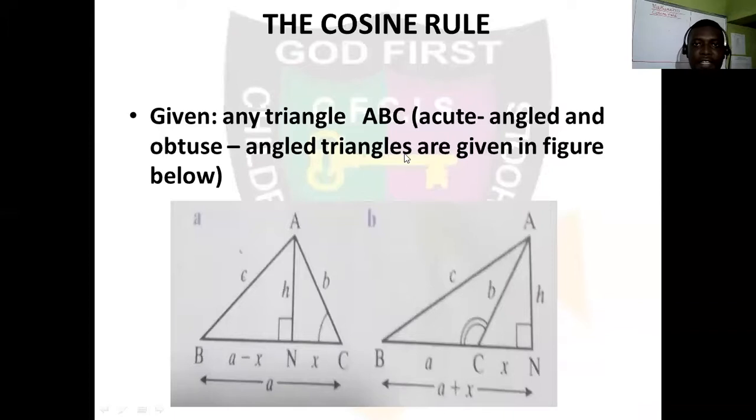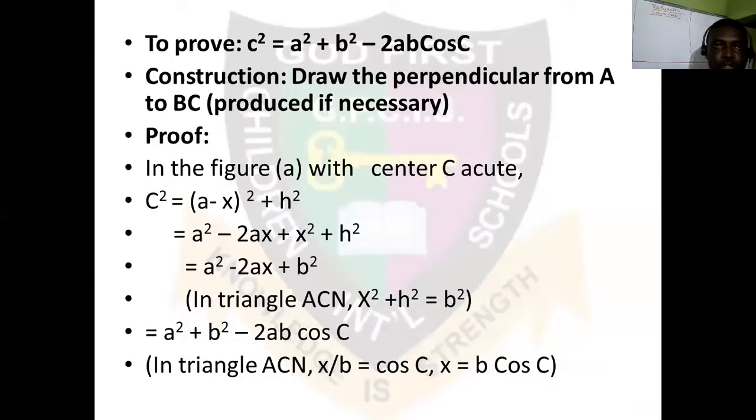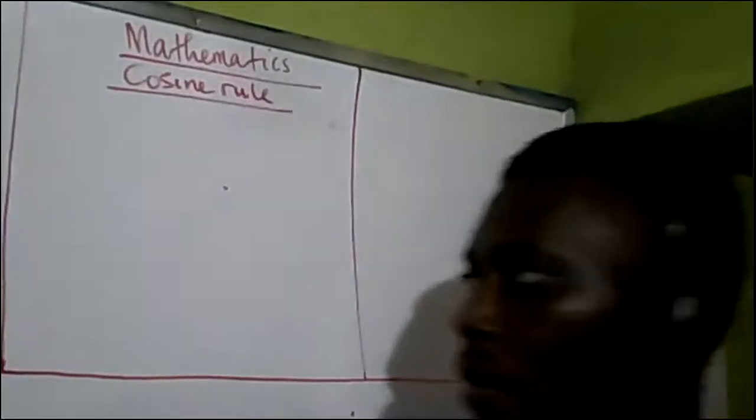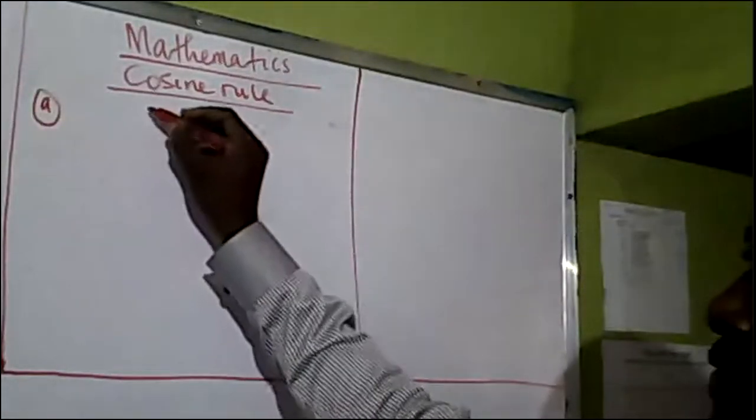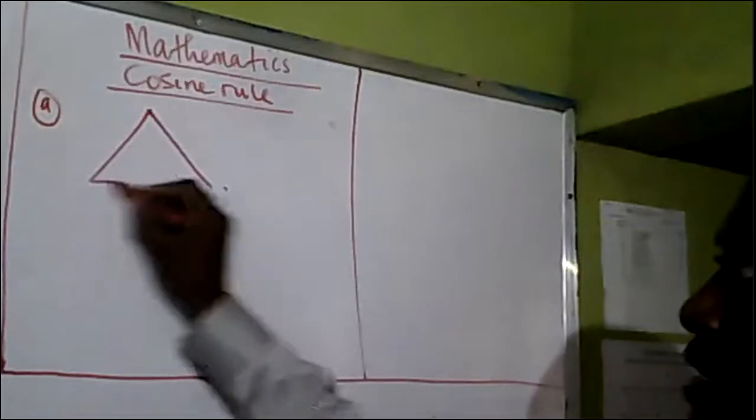Given any triangle ABC, acute angled and obtuse angled triangles as given below, let's see how to use them to derive the cosine rule formula. We want to prove that c squared is equal to a squared plus b squared minus 2ab cos C. Let's make this a bit realistic by going to the board. For the first diagram, if you want to derive, this is the first diagram.